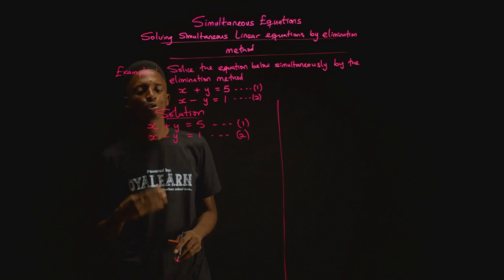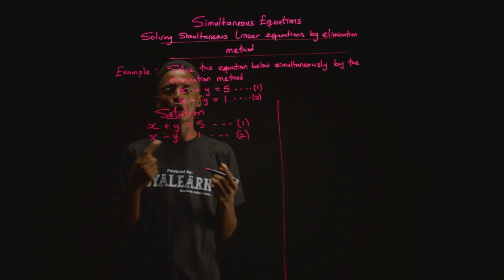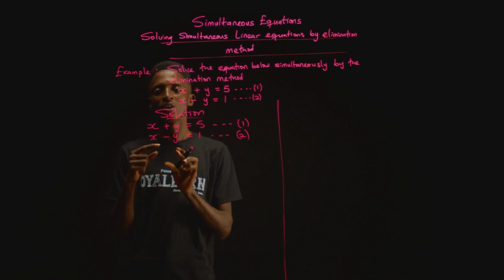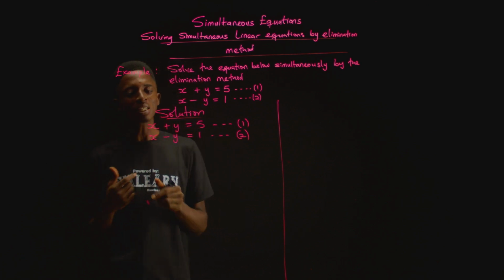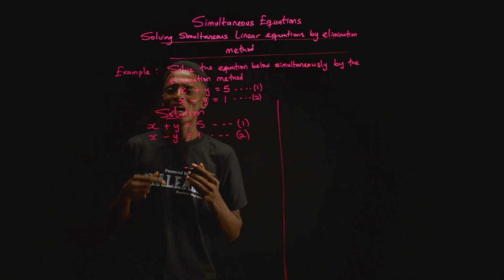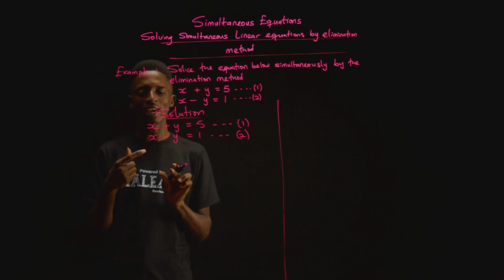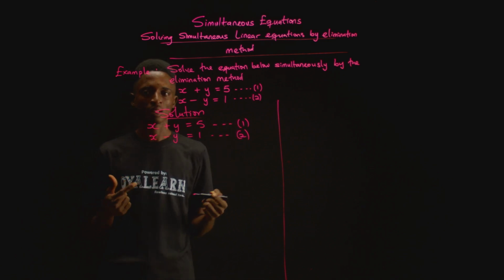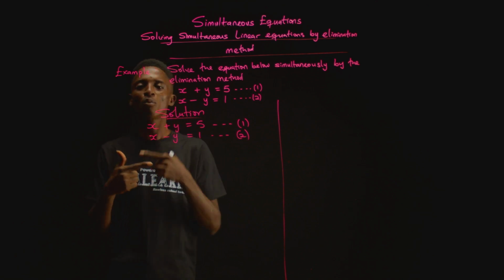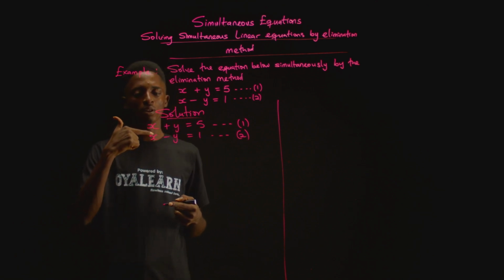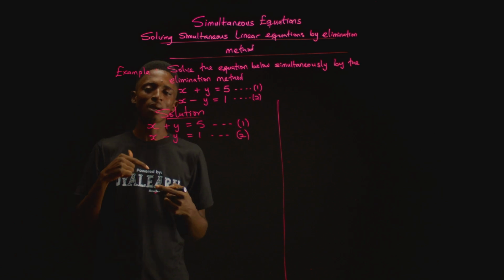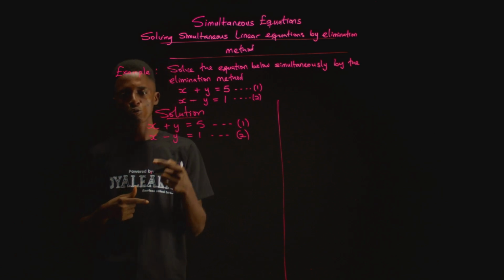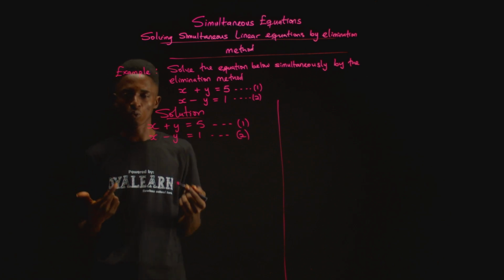Now the next thing is to choose which of the unknown variables we want to eliminate. I am choosing to eliminate the variable x. So since I have chosen to eliminate x, I will ensure that the coefficient of x in equation 1 and the coefficient of x in equation 2 are the same. If they are not the same, I will multiply equation 1 by the coefficient of x in equation 2, and then multiply equation 2 by the coefficient of x in equation 1.